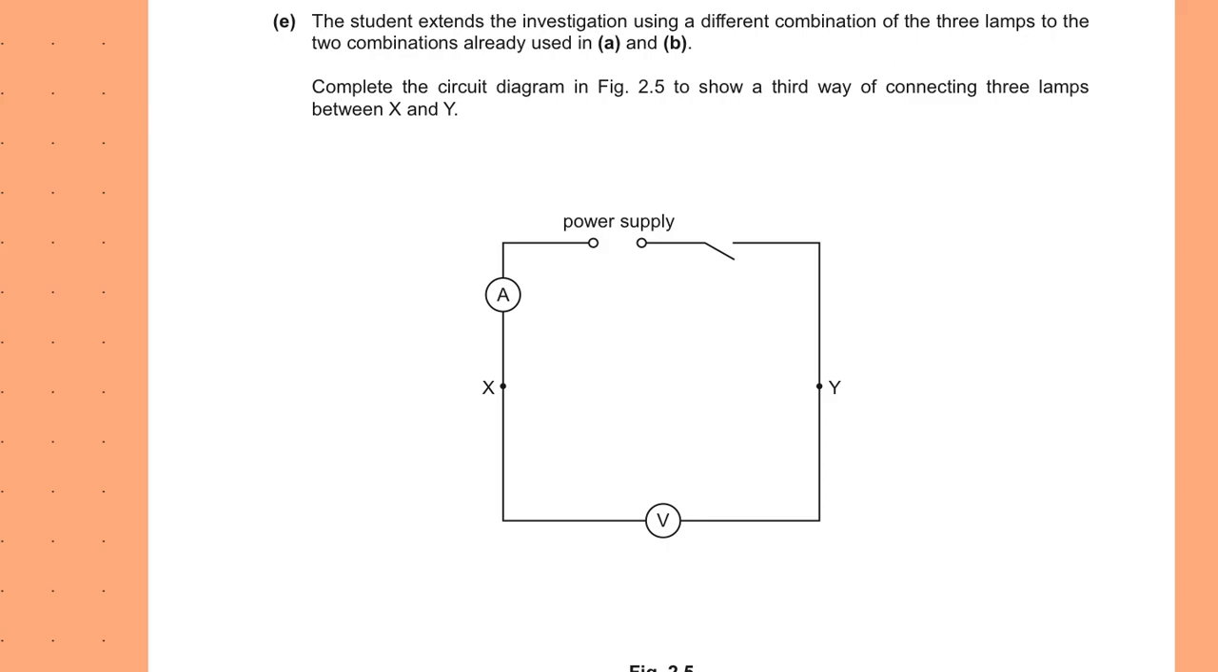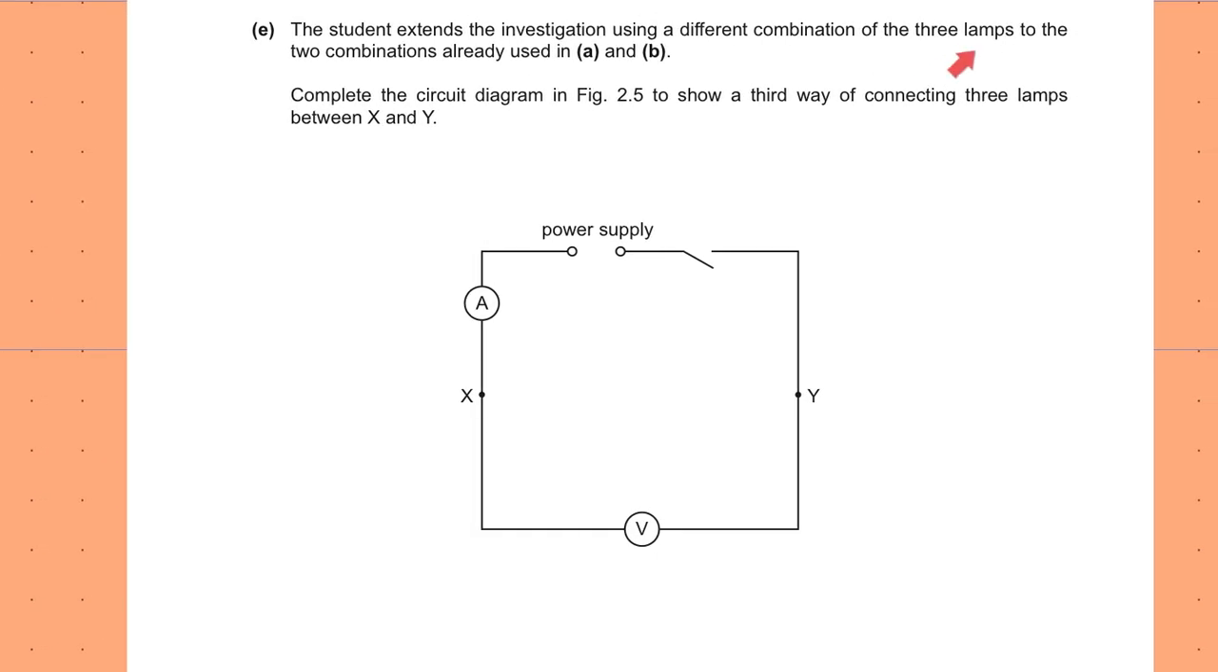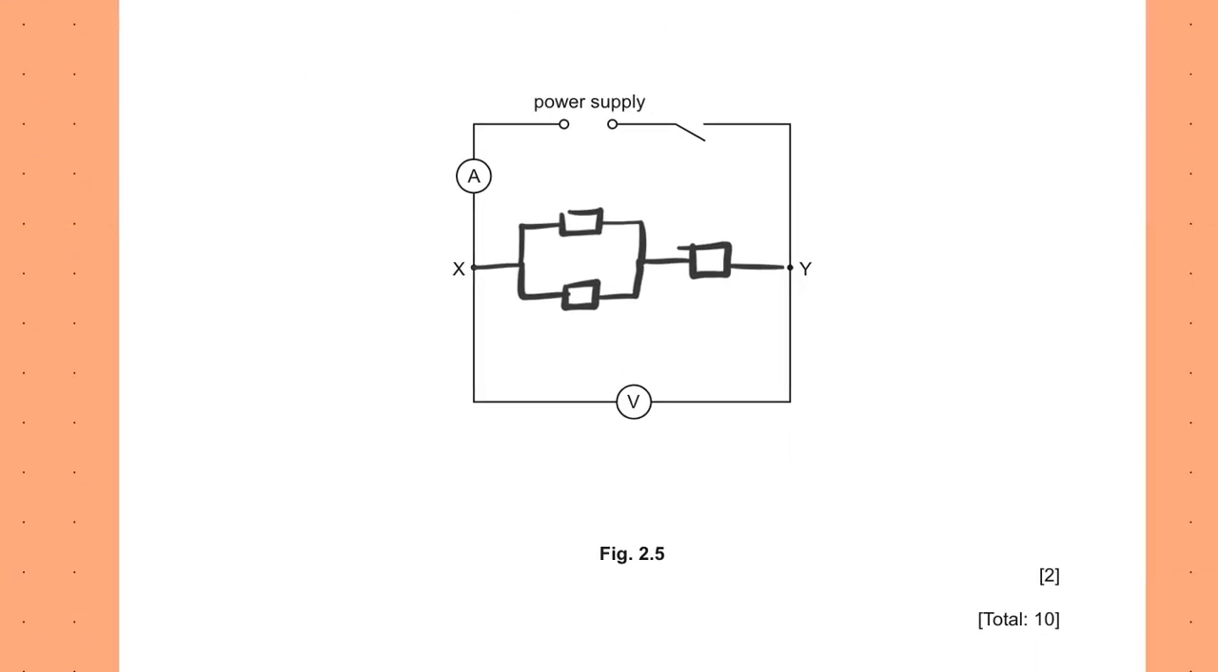Part E, the student extends the investigation using a different combination of the three lamps to the two combinations already used in A and B. Complete this circuit diagram to show a third way of connecting the three lamps. So there could be two ways. We've done 3 in parallel, 2 in series parallel to another one which is alone. You can do 2 in parallel and 1 in series like this. This is also not covered in the arrangements above. Or an easier one could have been all 3 in series. That also works.